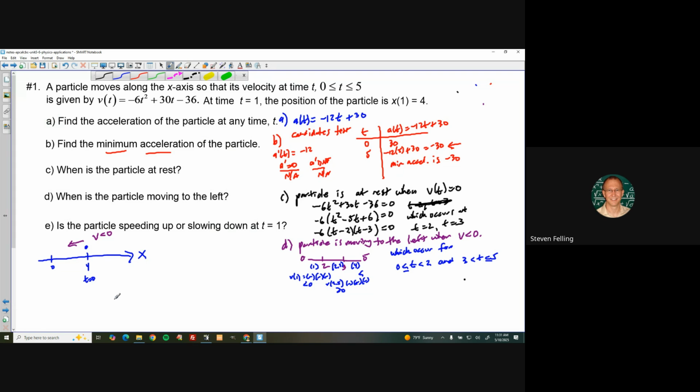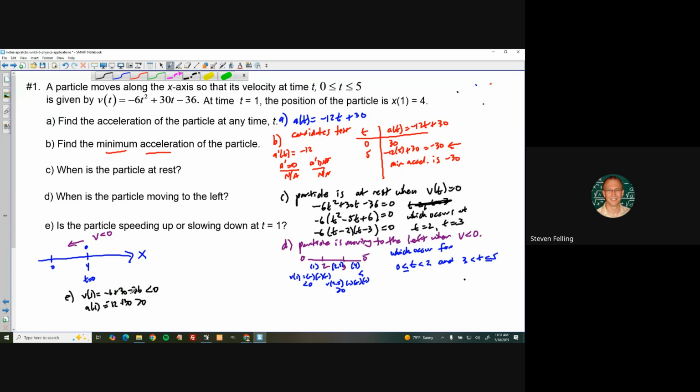So to answer that question, let me write over here. Let's figure out what the velocity and acceleration are at 1. So v of 1, if I plug that in, that's going to be negative 6 plus 30 minus 36, which is going to be less than 0. And the acceleration at 1, because we had acceleration calculated here, would be negative 12 times 1 plus 30. Negative 12 plus 30 is actually going to be greater than 0.